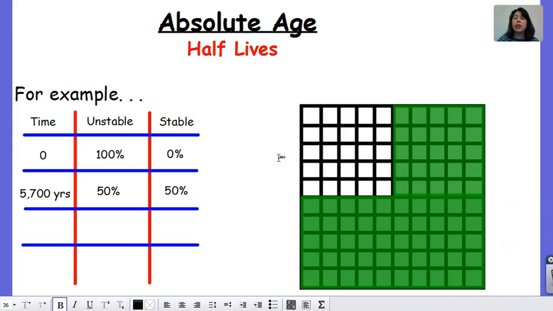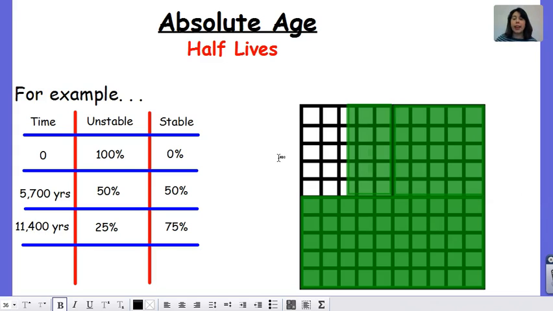So right now, I was able to have that, and I can see that 25% is unstable, while 75% is stable. That means that about 11,400 years have passed. How do I know? Because I've gone through 2 half-lives. Because 25% is unstable. So 5,700 times 2 tells me that it's going to be 11,400 years old.